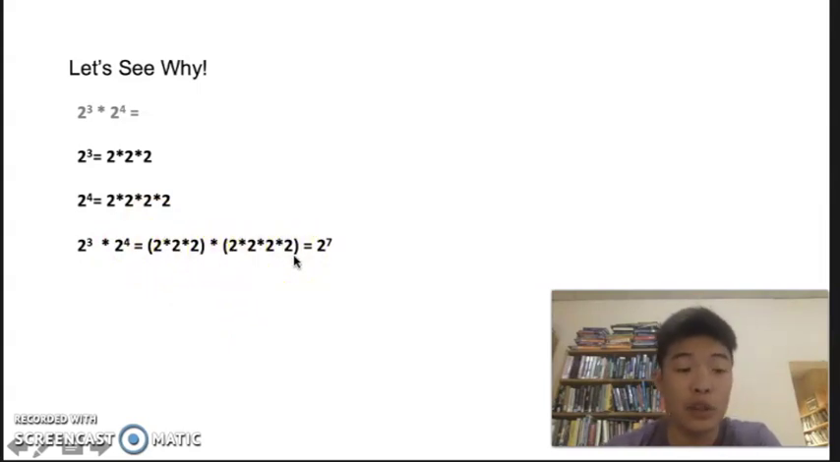Let's count the number of 2's that we have. We have 3 2's multiplied by 4 2's, which is equal to 7 2's. If you have 7 2's, that is the same as writing 2 to the power of 7.